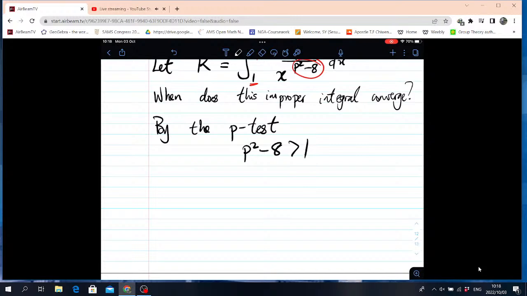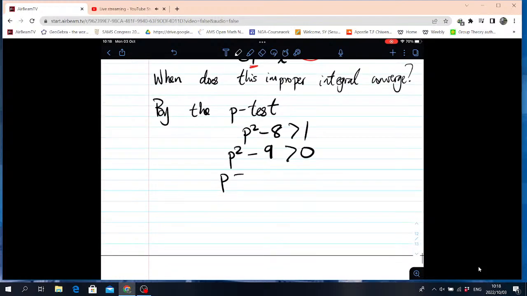And so we want to find out when is p squared minus 8 greater than 1 for us to find out where it's going to be convergent. So if we put our 1 on the other side, we get p squared minus 9 is greater than 0. And if we factorize, we get p minus 3, and then p plus 3 greater than 0.